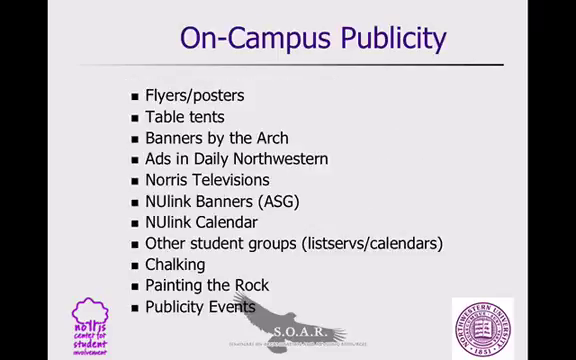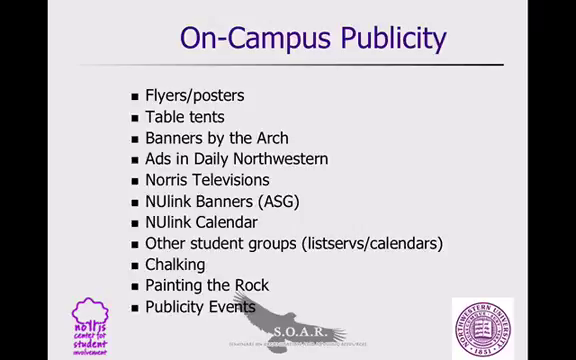Once you get past the basics of your message, it's time to explore the different ways you can get it out on campus. Flyers and posters, either on the ground or on bulletin boards, are always a popular choice. Table tents in dining halls or a la carte locations like Norris and Lisa's are a good idea since people are forced to look at them while they're eating. Banners by the arch are a bigger canvas for your message, and let's face it, thousands of students walk under the arch every day.